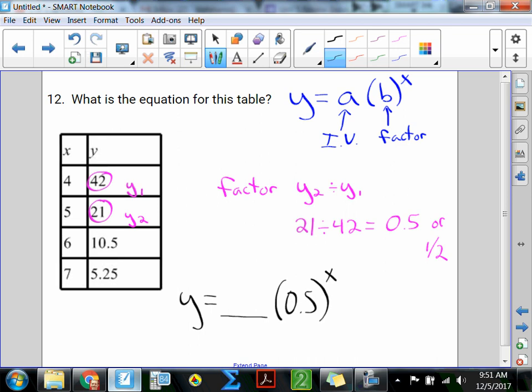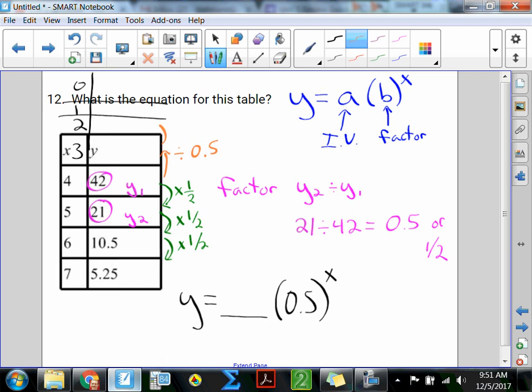To find the y-intercept on the table, I have to go backwards up the table. So here's 3, here's 2, here's 1, here's 0, and go backwards up the table. The 0.5 works if I multiply it down the table. 42 times 1/2 is 21. 21 times 1/2 is 10.5. 10.5 times 1/2 is 5.25. So if I want to go backwards on the table or up, I need to divide by 1/2 or divide by 0.5. And I'm going to have to do that a few times to get all the way back up to the y-intercept.